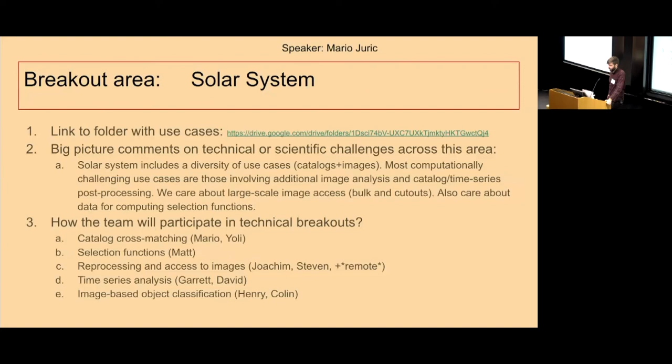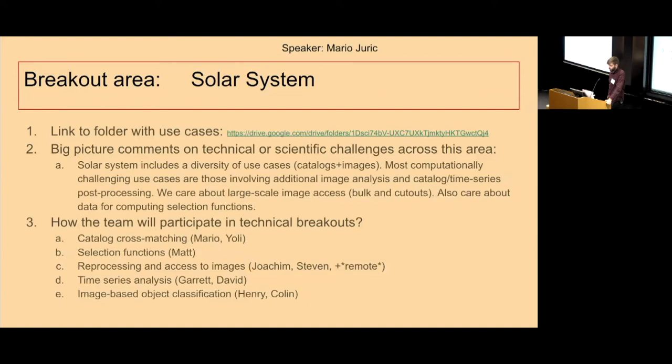So where we need bulk image downloads to apply detection algorithms that allow us to search for things like Planet 9. And then those use cases that involve catalog and time series post-processing. So given a time series, try to understand what the shape of each object is, and then repeat that for all 5 to 10 million objects that LSST is likely to discover.